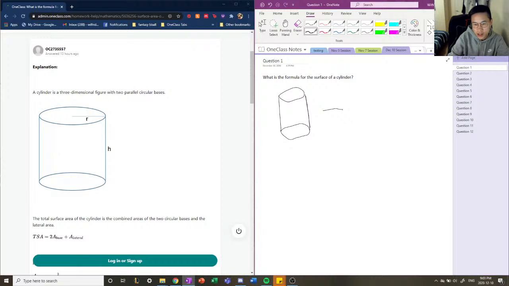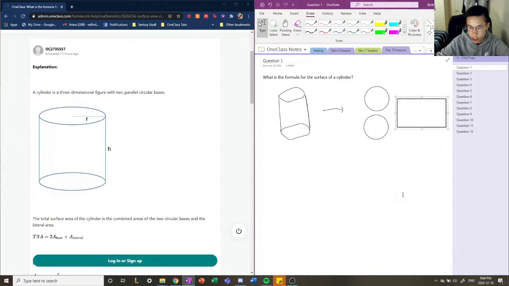So we can break it up into three different components, okay? First of all, we're going to have two circles of the same size. That means that they have the same radius, okay? Secondly, we're going to have the lateral surface, right? If we unwrap the lateral surface that covers the space between these two parallel circles, we're going to have an actual rectangle, okay? So this is what we're going to have. We need to calculate the areas of each of these and add them all together, okay?